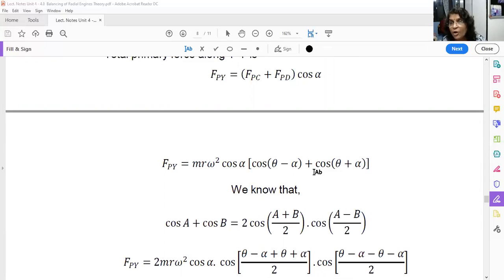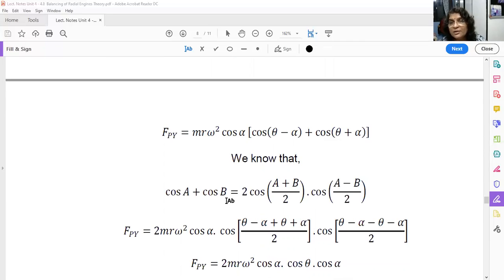Okay, you have to recall that in mathematics you have learned that cos A plus cos B is equal to 2 cos (A plus B)/2 into cos (A minus B)/2. Okay, so we have to write down this term in terms of multiplication. So this will remain as it is, mr omega square into cos alpha. Now these two we have taken here. Okay, and then it is cos (A plus B)/2.